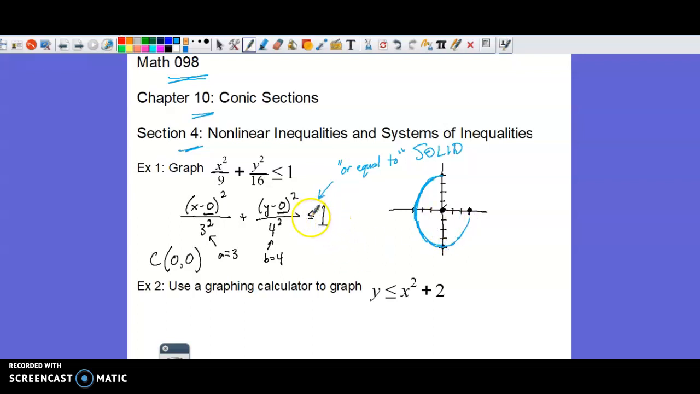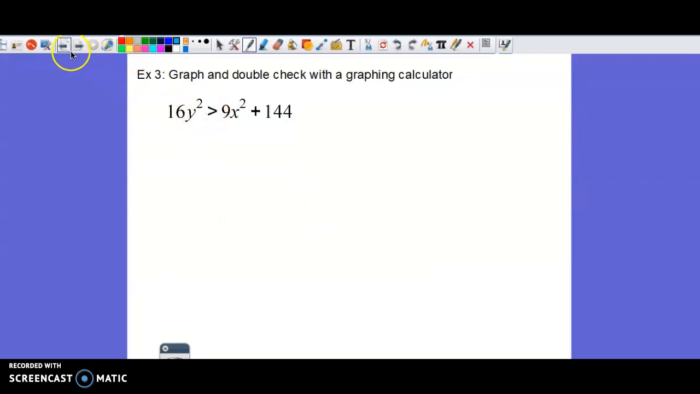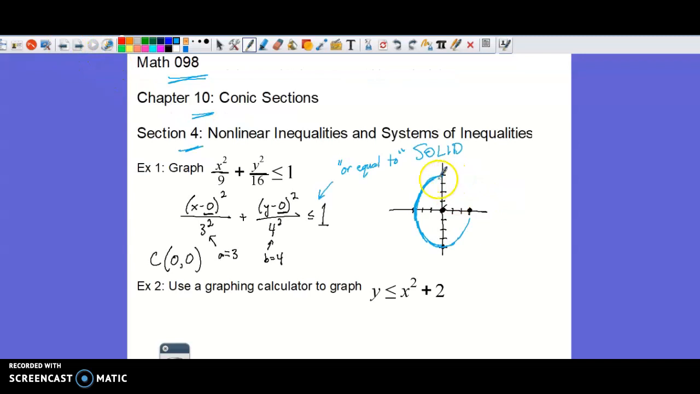If it's just less than, or if it's just greater than, we would have a dashed line. I'm not sure if we even have one. There's one, so we'll get to that one when we get to exercise 3, apparently. And I can play with Desmos and show you exactly what would happen then.